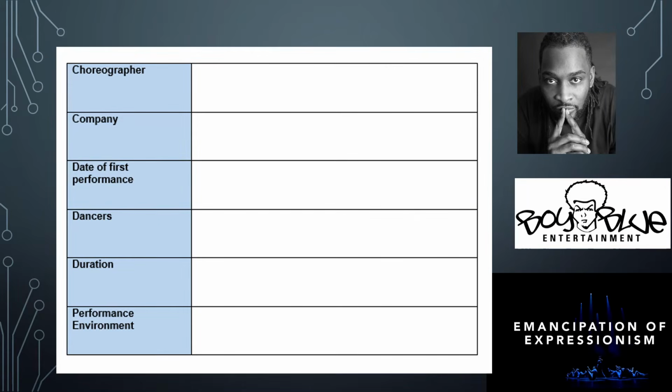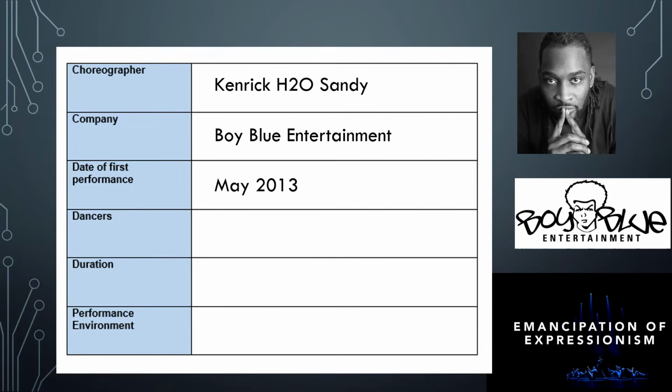Okay, let's get started. So please find this table in your EOE work booklet and just begin to fill it out as we go. So the choreographer, as you can see in the picture to the right there, is Kenrick H2O Sandy. The company that perform EOE is called Boy Blue Entertainment, and I've popped their logo there for you. The date that EOE was first performed was May in 2013. The dancers that perform it, so 17 dancers in total, 8 female, 9 male.